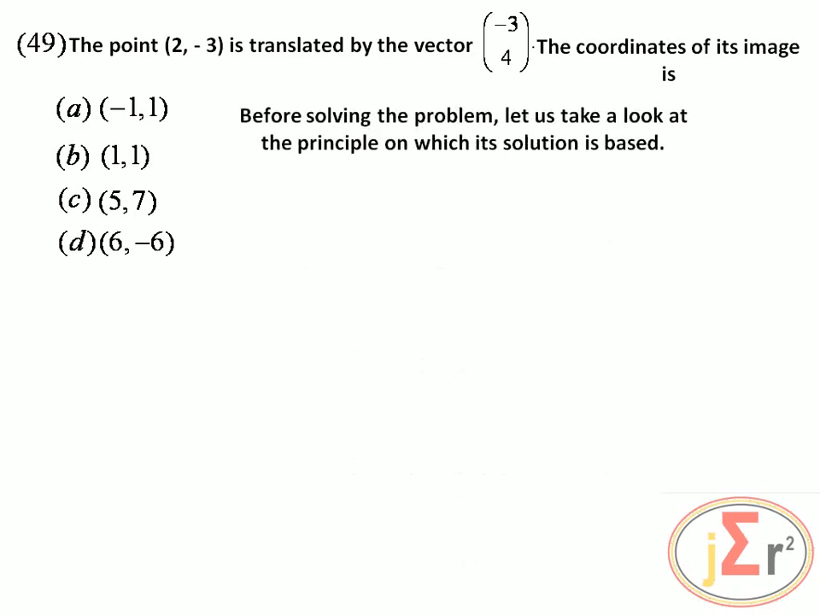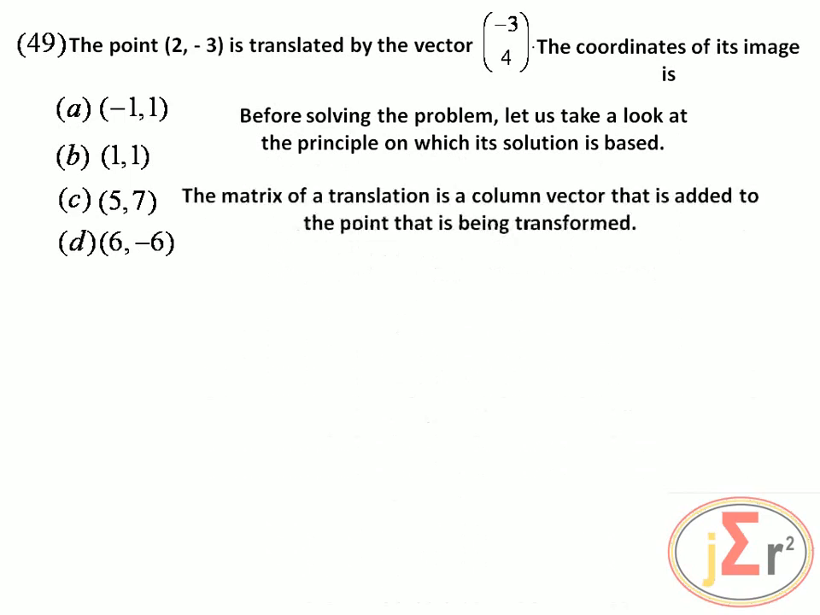Before solving the problem, let us take a look at the principles on which its solution is based. The matrix of a translation is a column vector that is added to the point that is being transformed. So, the matrix of transformation, which is this vector, as long as we are translating, is going to be added to the point that is being transformed. That means it will be added to 2, -3.